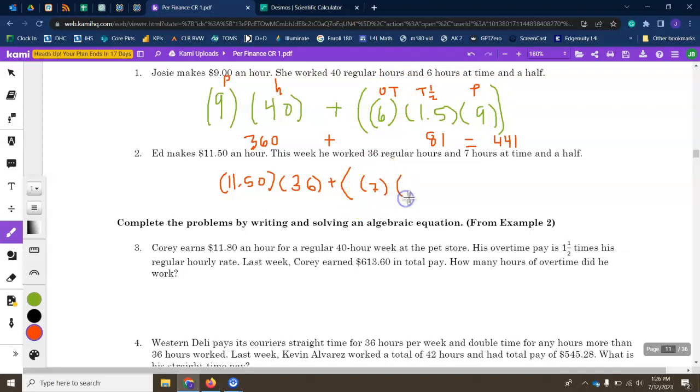7 of OT at time and a half. It says right here time and a half, so 1.5. And then P, how much does he get paid every hour? It says right here $11.50 an hour, so 11.5. And we are going to make these calculations off screen on my calculator.